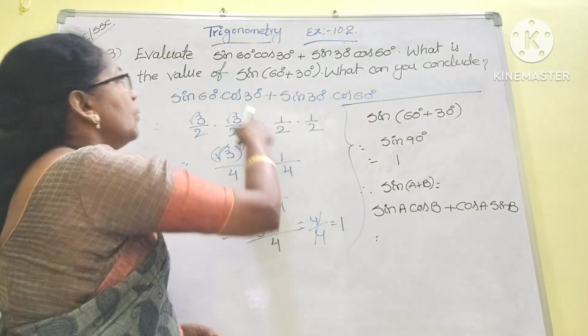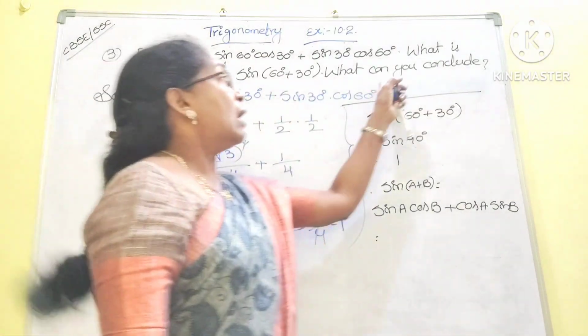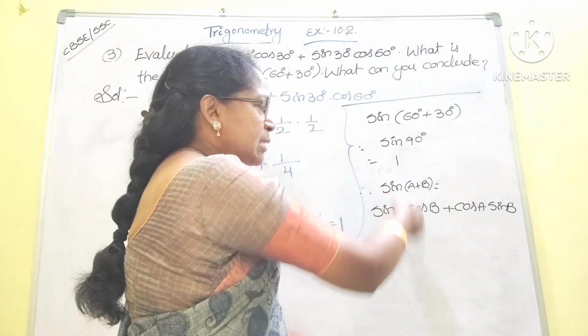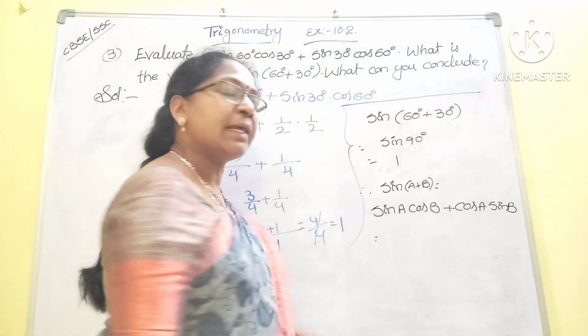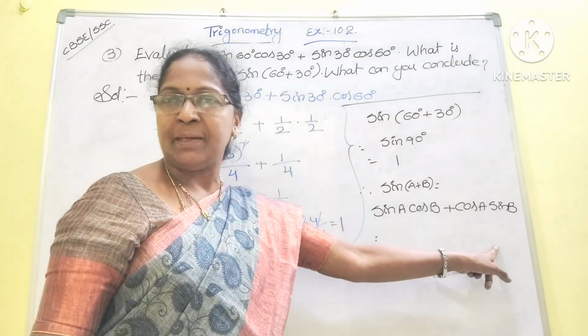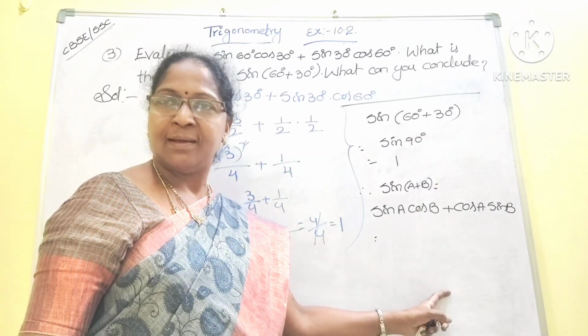How can you conclude? What can you conclude? That is the last one in this. So what you can conclude means this is the conclusion. What is the formula? Sin of A plus B equals sin A cos B plus cos A sin B. This is the conclusion. Is it clear?